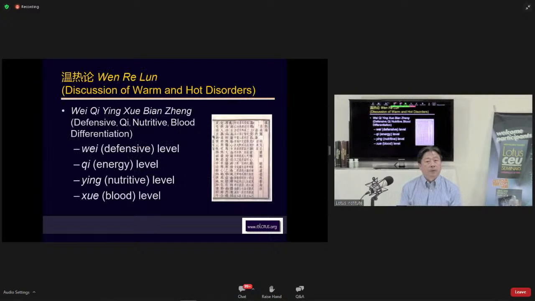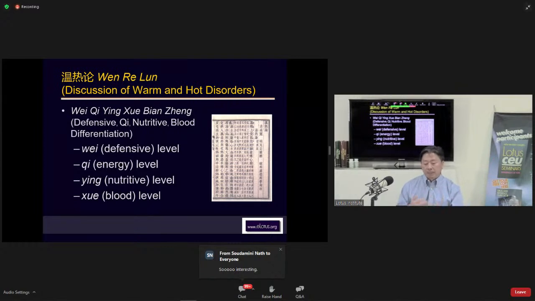All right. So he went a step further to start to develop TCM theories of these warm diseases. And what he, in the end, published was a book called Wen Re Lun, and he described the disease to once again go from the exterior to the interior, but following the steps of Wei, which is the defensive level, Qi, energy level, Ying, nutritive level, and Xue, blood level. So basically from the exterior to the interior, but slightly different pathway, slightly different description. But the idea is the same as the Shanghan Lun, basically from exterior to interior.